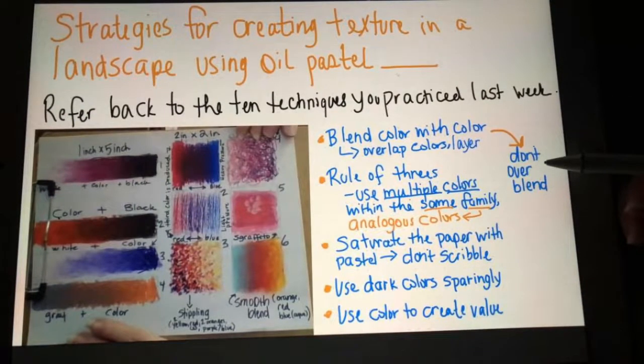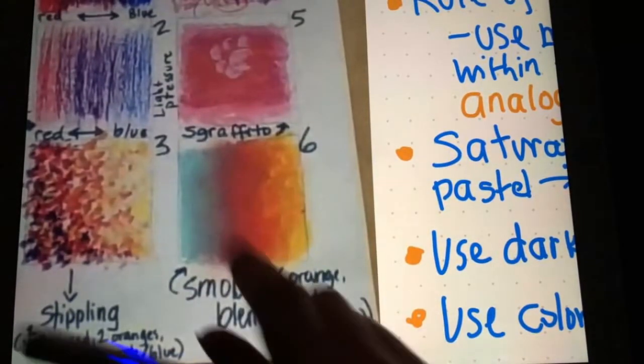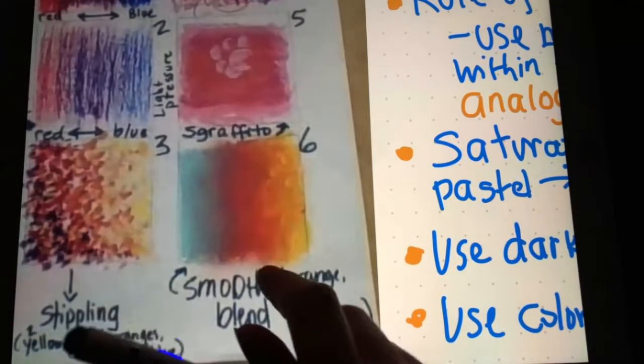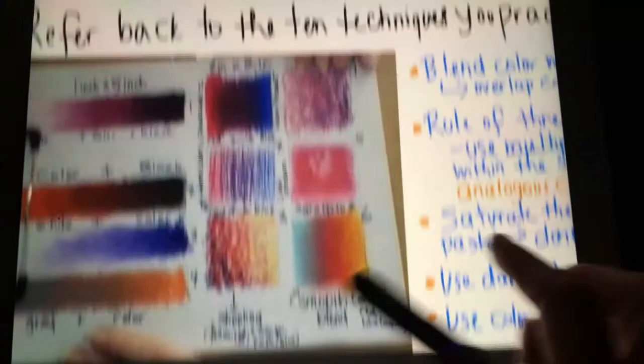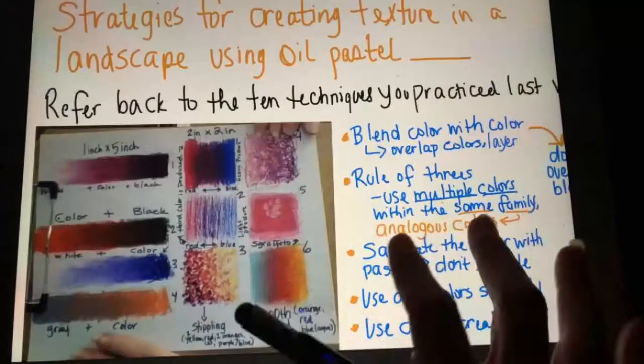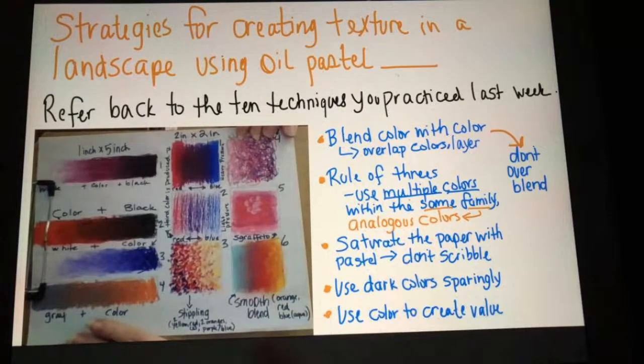Remember not to over blend. If I were to take this right here and really scrub it with my finger, it's just going to be a muddy mess, and it's not going to look blended at all. You're not going to like the results. So be careful when you're blending. Go easy. You can always do more, but it's hard to undo something like that.